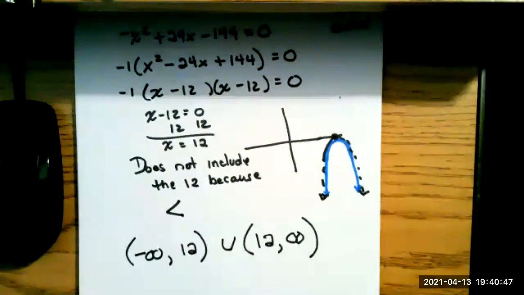Isn't that cool? So if we were adding the 12, it's a bracket. But since we're skipping it, it's a parenthesis. That's correct. You're right. You are right.